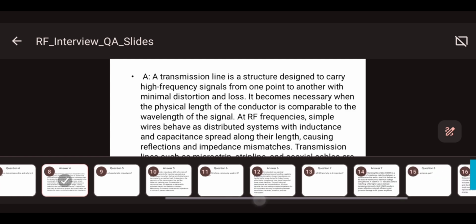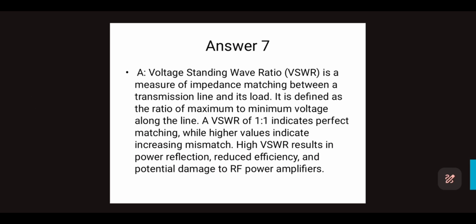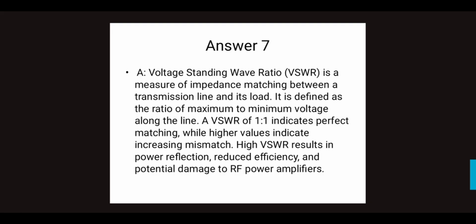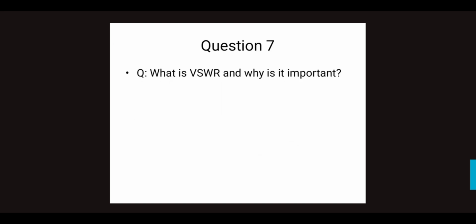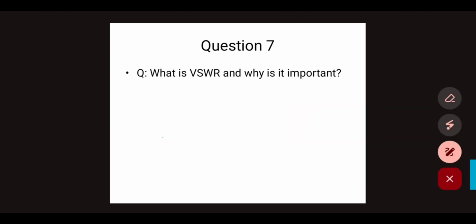where I was, here, slide 14. Yeah, a VSWR of 1:1 indicates perfect matching. So it is the ratio of maximum voltage to minimum voltage along a line. Okay, I have lost every drawing that was present here. So yeah, that is what VSWR is.